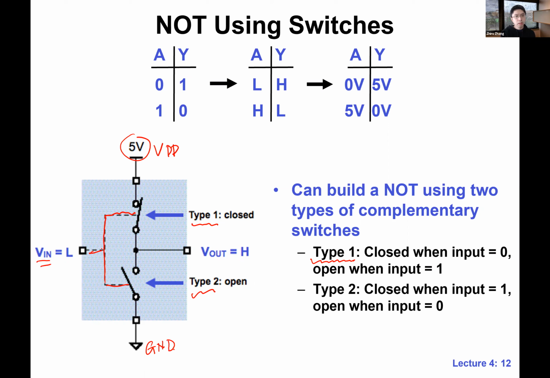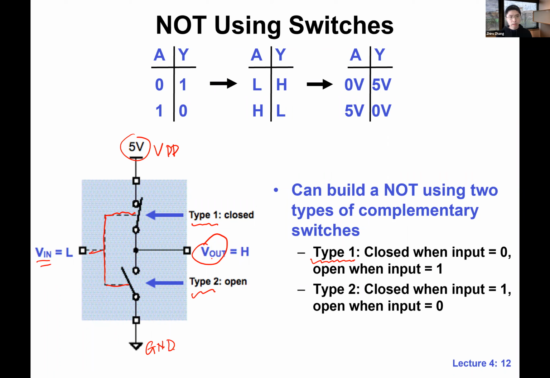So first, when the input is low, or 0, the type 1 switch is closed. It's closed, so this path is conducting. We have a path from the high voltage VDD to the output side, so that's where the output will be driven high. Make sense? Input is low, output is high.